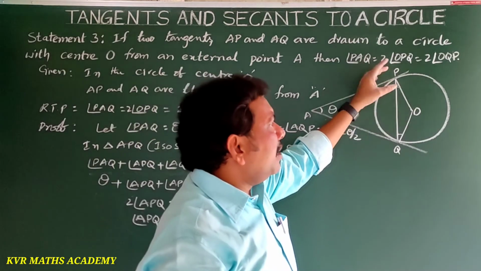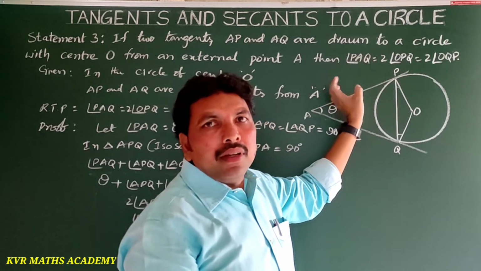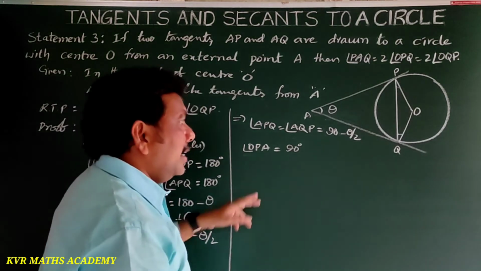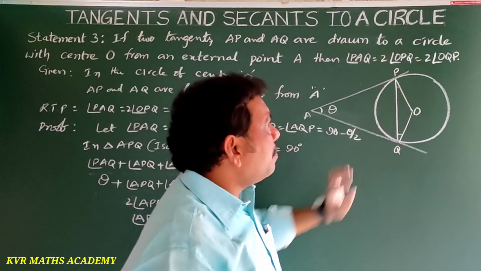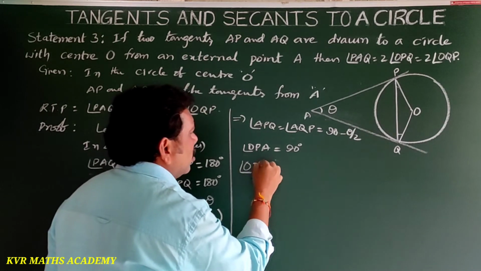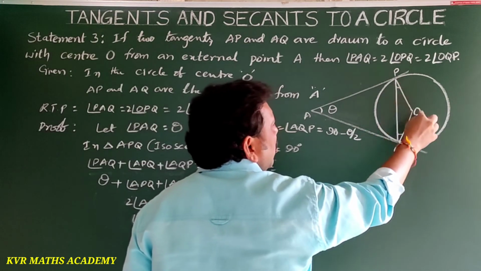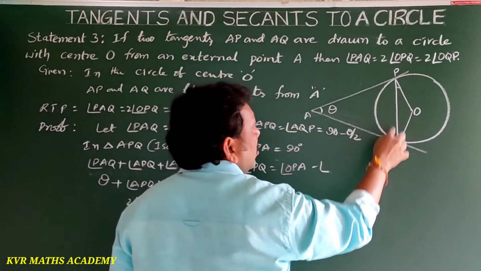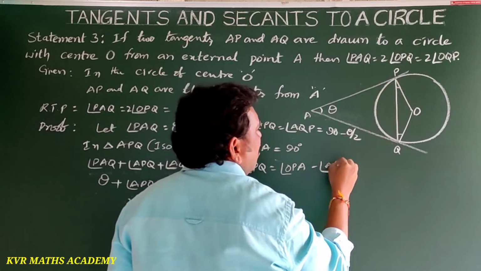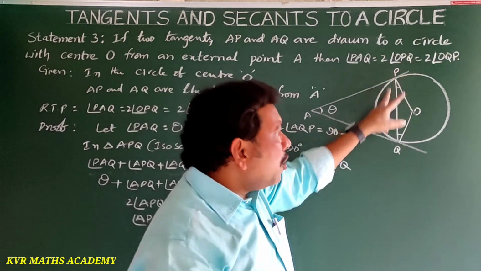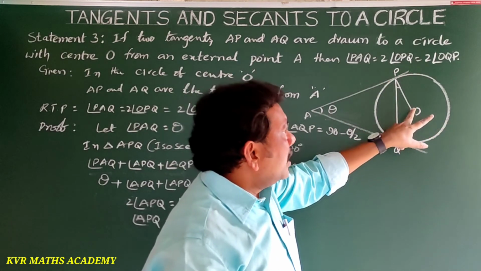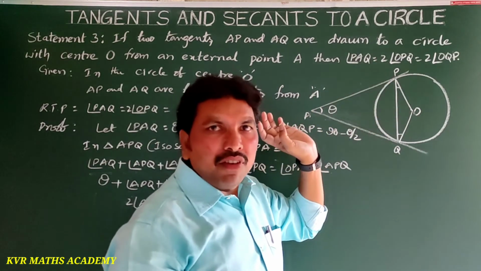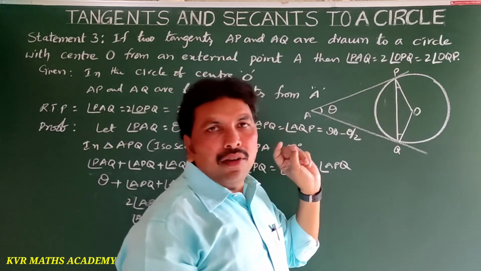Why? Because of the angle between radius and tangent at the point of contact. Right? Yes, angle OPA is equal to 90 degrees. Now take angle OPQ. If you want to find angle OPQ, it is angle OPA minus angle APQ, isn't it? What we have to do? The total angle OPA minus angle APQ. If you subtract this, you will get angle OPQ, right?